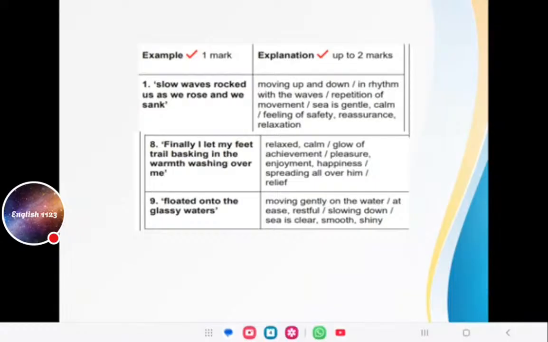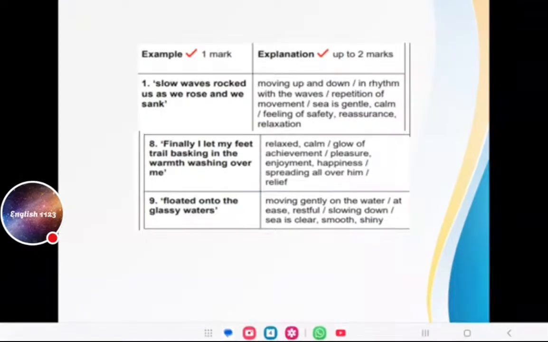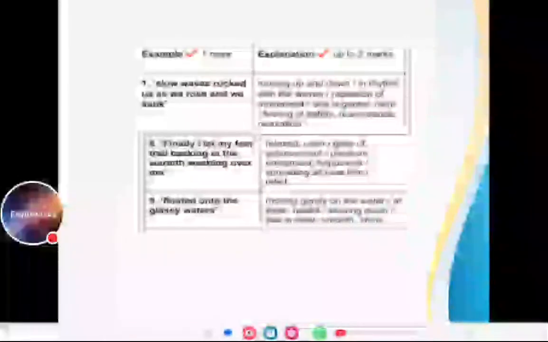That would have been enough. Washing over me. Here the writer has written complete sentences. You can also write them, if that is the requirement. If I had to choose, I would have written, finally I let my feet trail basking in the warmth. That's enough. Here I would have, as we rose and we sang, floated.